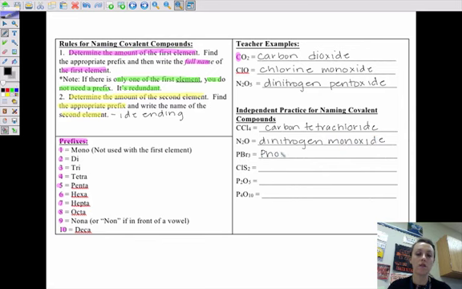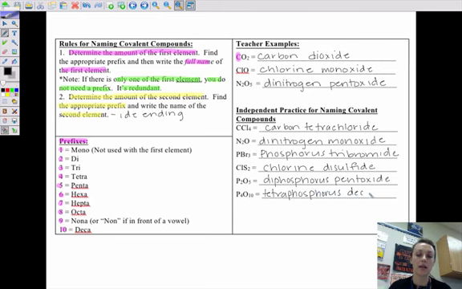PBr3 would be phosphorus tribromide. ClS2 would be chlorine disulfide. P2O5 would be diphosphorus pentoxide. And last but not least on this side would be tetraphosphorus decoxide.